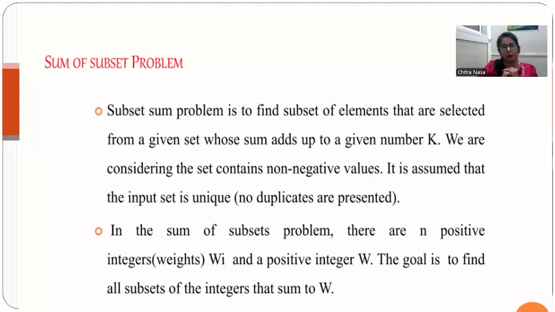So in a sum of subset problem, n positive integers are given. Like if there are five items, then five positive weights are associated with the five items. And a positive integer weight W will also be given. So our goal is generally to find which elements have a sum that adds up to that weight W. Right?